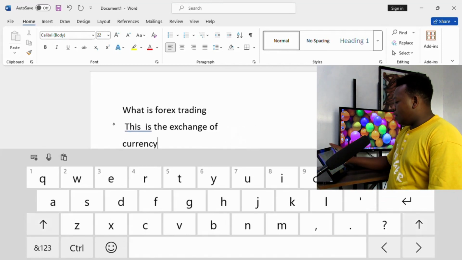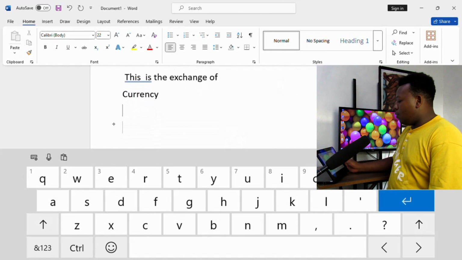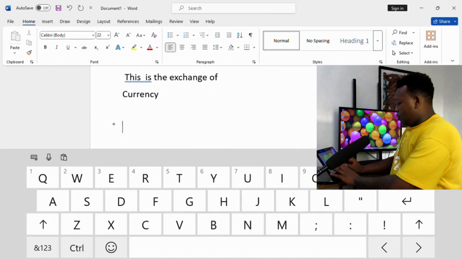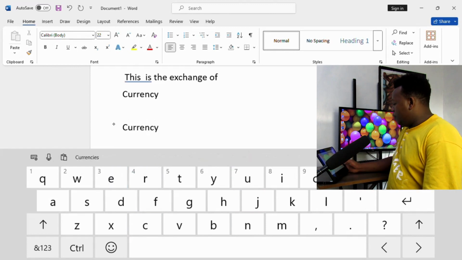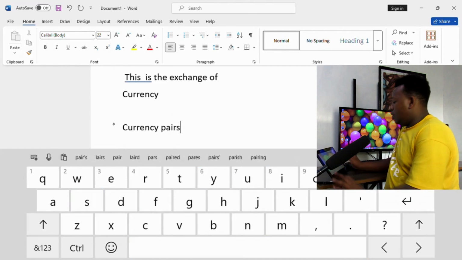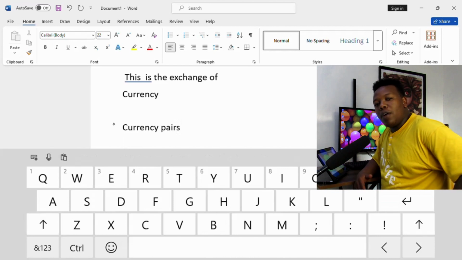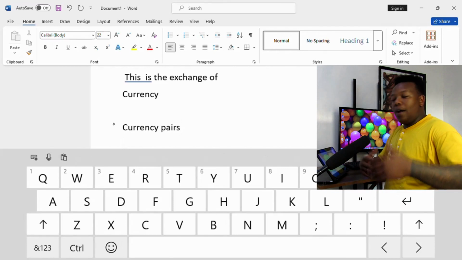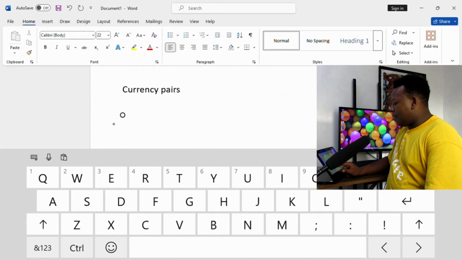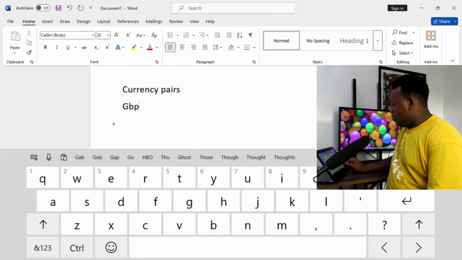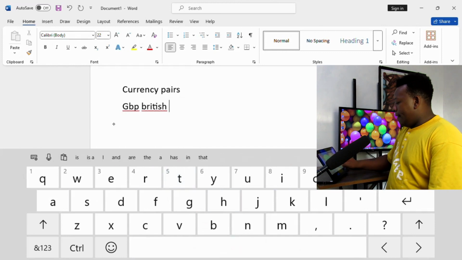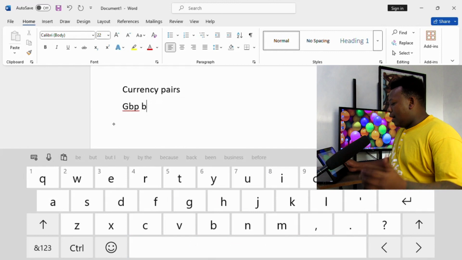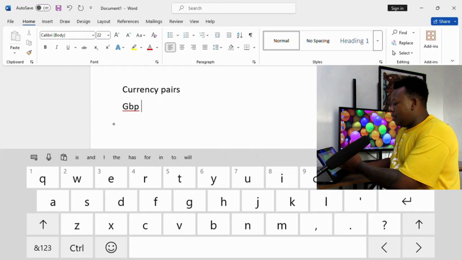And of course, the second concept that we'll be looking into is what we call the currency pair. So let me just go ahead and list that down. Currency pairs. With forex trading, there are a number of pairs that you need to understand when it comes to the market. To start with, we have currencies such as GBP. In full, this means the British pound. This is the GBP.